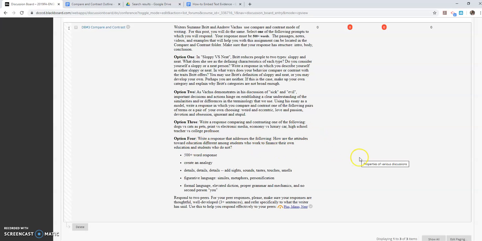Oh, you still have option 4, where you compare and contrast the attitudes of students who have to work to finance their education versus those who do not. Okay, that's it. Good luck.